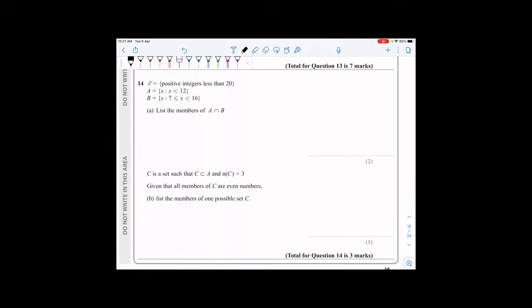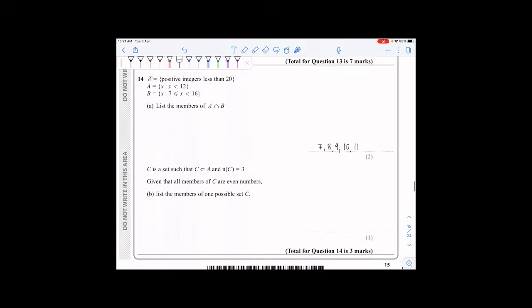14 is a question on sets. The universal set is all the positive integers less than 20. A is those elements of the universal set which are less than 12, and B goes from 7 inclusive up to 16, 16 not being included. Now, A intersection B means the elements that are common to both A and B. So it's certainly going to be 7, 8, 9, 10, and 11. 12 is not included because it's not a member of A.